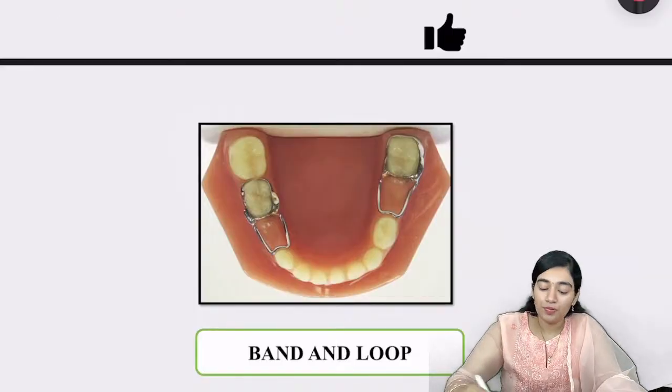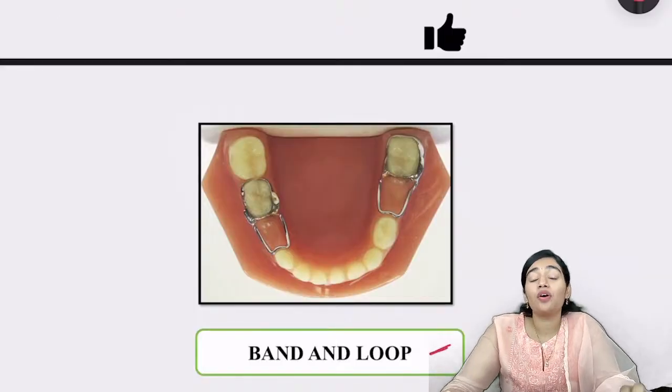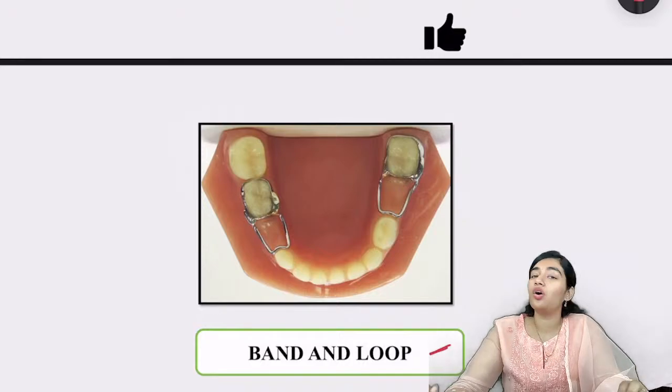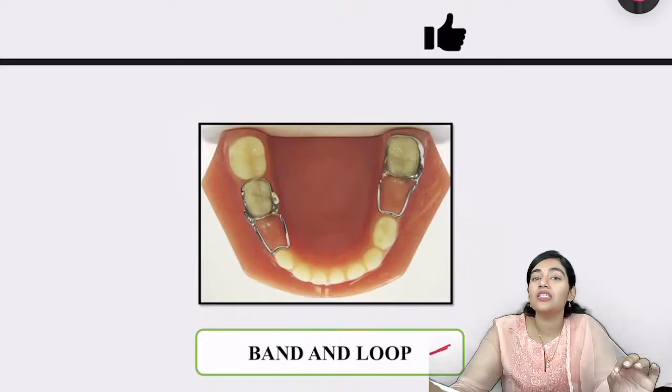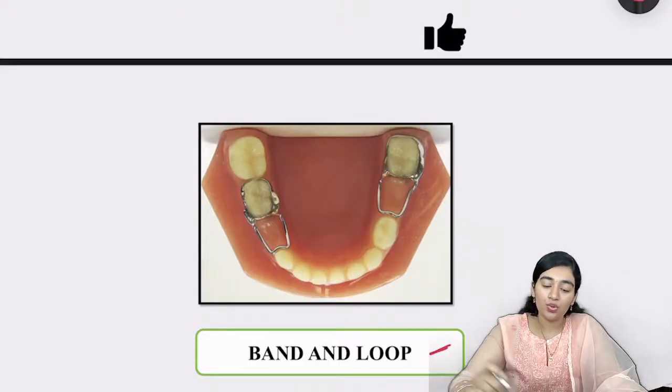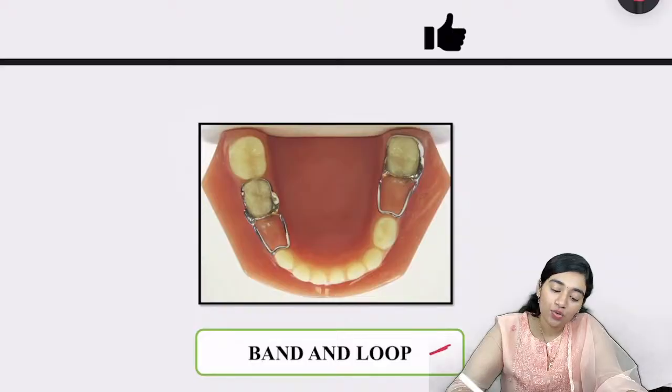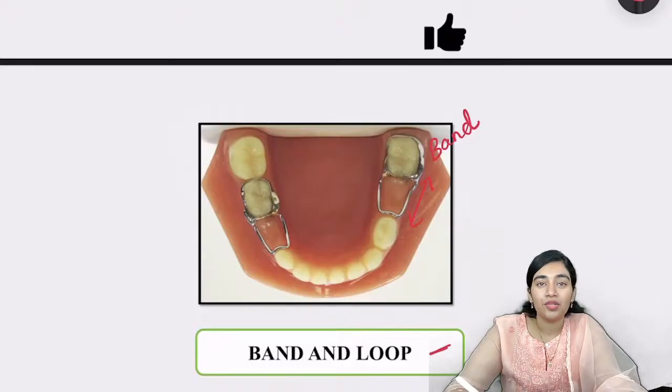So the main indication of the band and loop space maintainer is whenever there is a single tooth loss in the posterior segment of either maxilla or mandible. Whenever there is a premature loss of one tooth, on either the right or left side, in both maxilla and mandible, this appliance is the best choice. Let's decode the design of this appliance. We have a band that is placed on the abutment tooth and a loop that is spanning the edentulous area. That is why this is called a band and loop space maintainer.